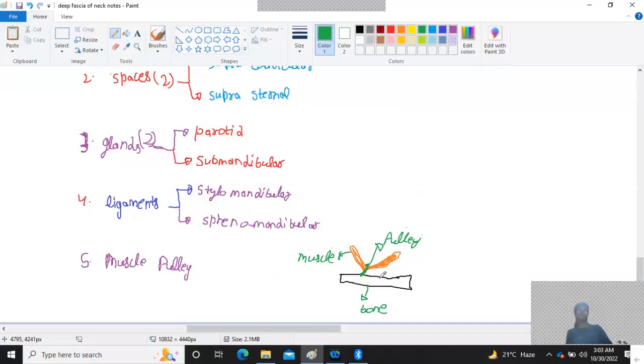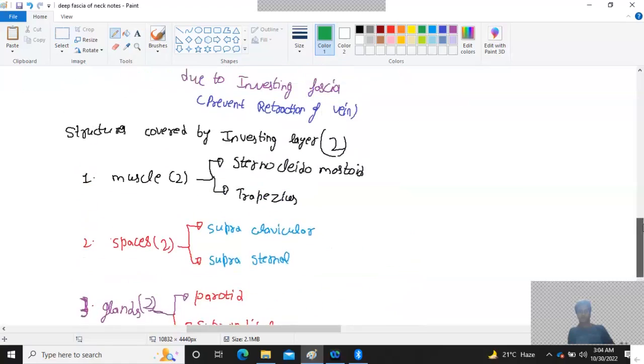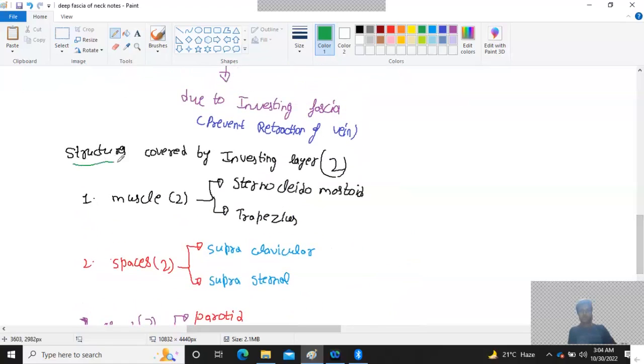Done. So these are the three structures. So two pulleys, one muscle is omohyoid, and another muscle is digastric. These are the muscle pulleys. Basically, these are the muscles which need a pulley. Done. So these are the structures covered by the investing layer.